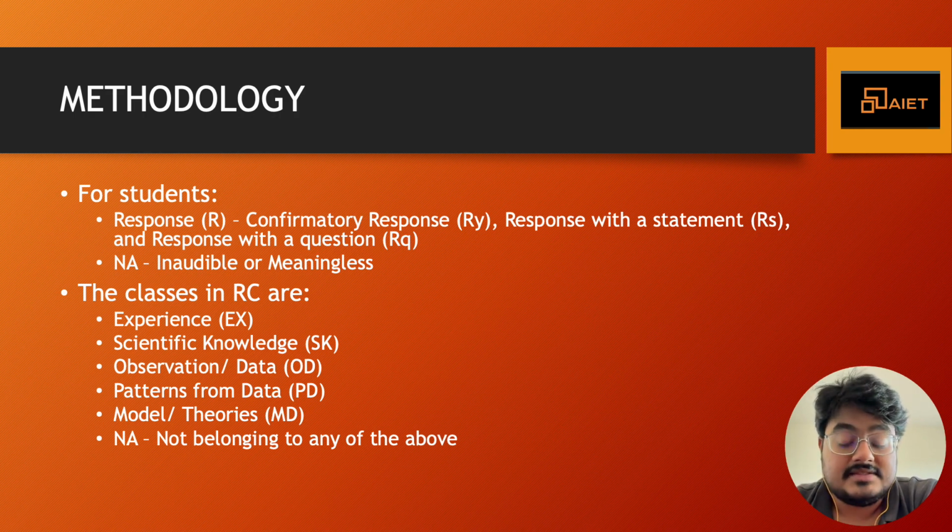Then the classes of the reasoning component, RC, are experience, scientific knowledge, observation or data, patterns from data, models or theories, and NA for sentences that don't belong to any of the above categories.